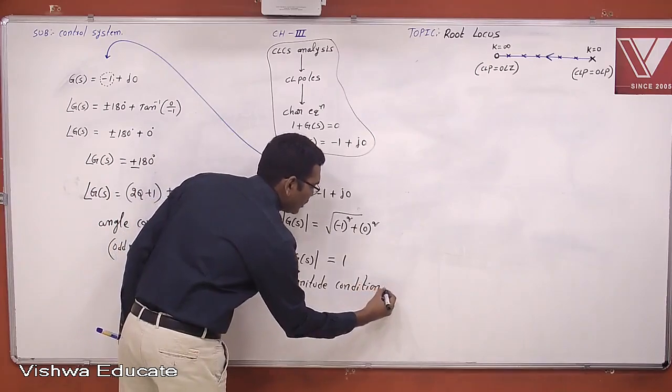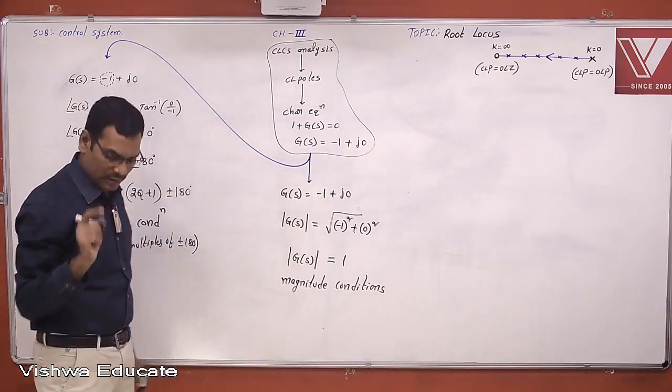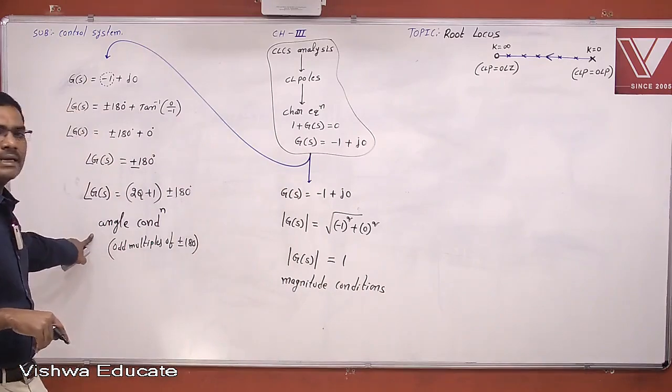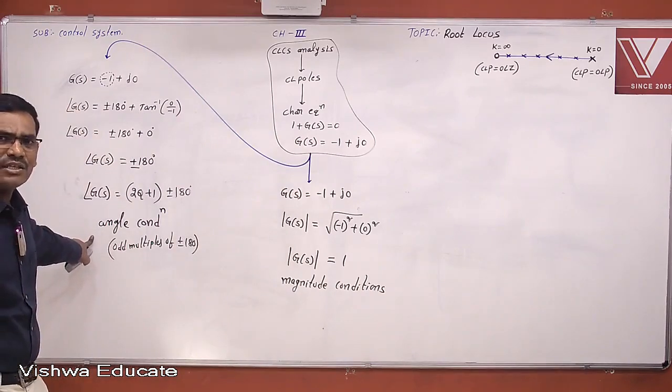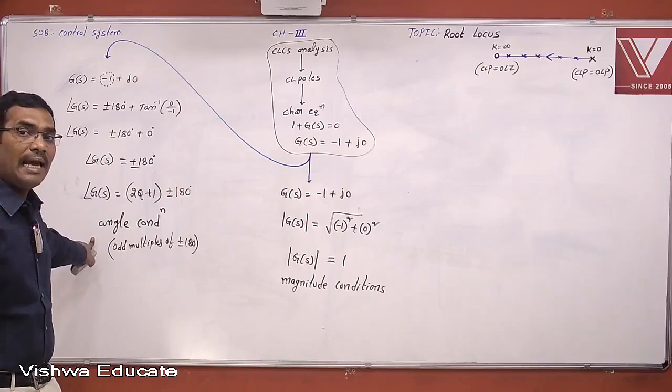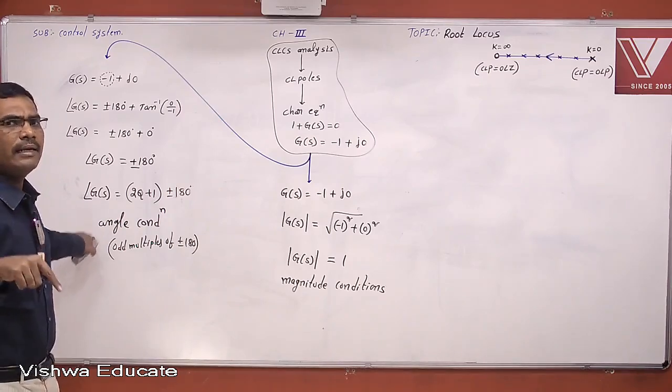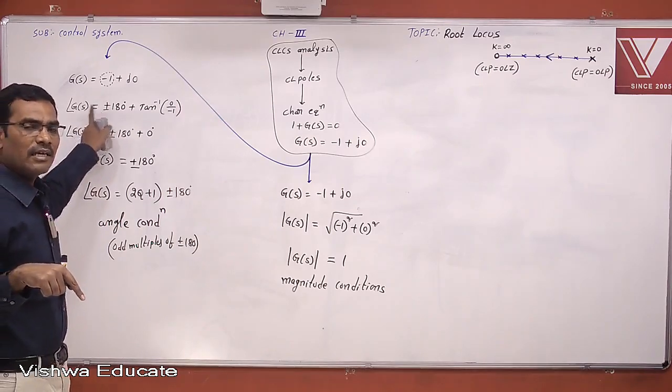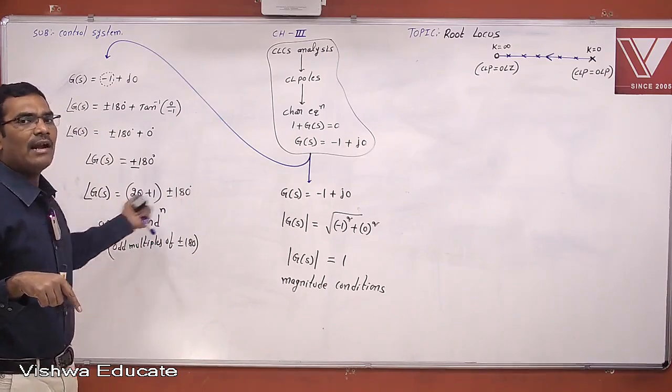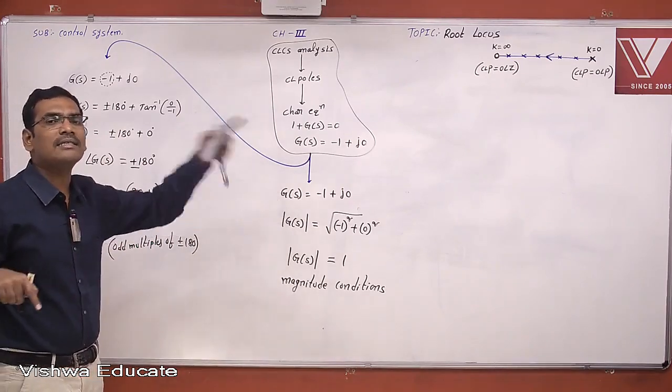No magnitude condition, no other condition, only one condition. That is nothing but the angle condition. Students, if the angle condition is satisfied, it is nothing but the characteristic equation. If the angle condition is satisfied, automatically the magnitude condition is satisfied.